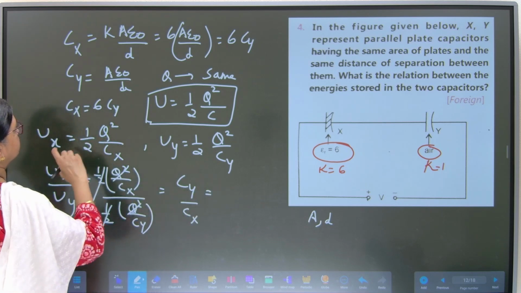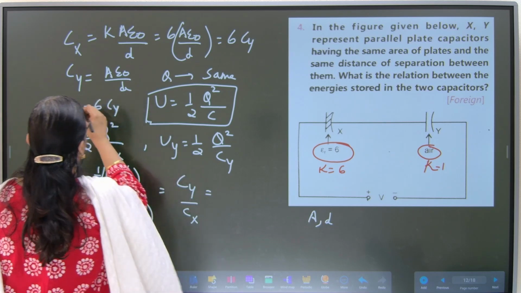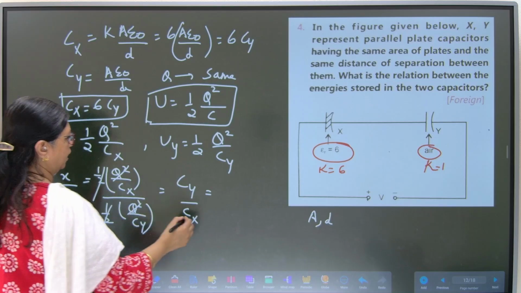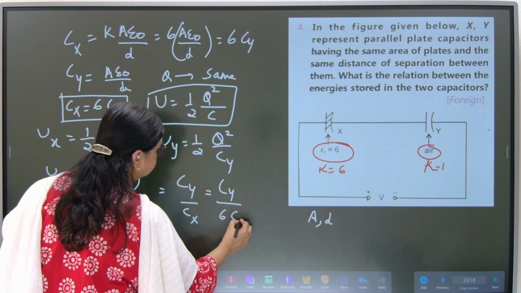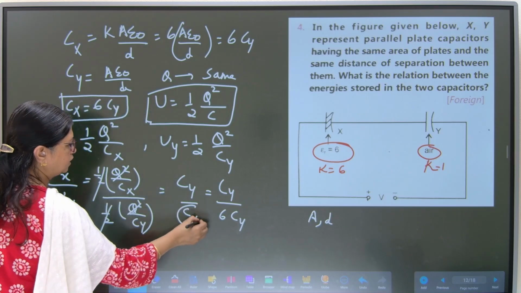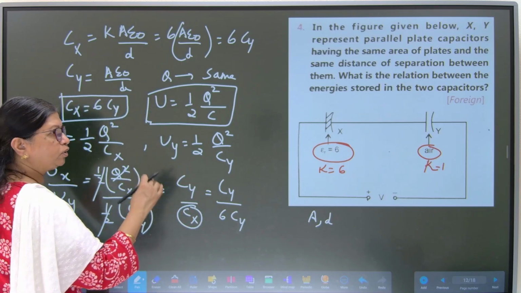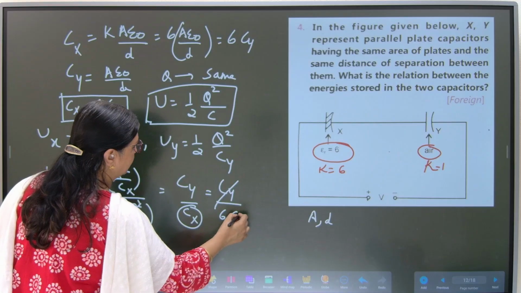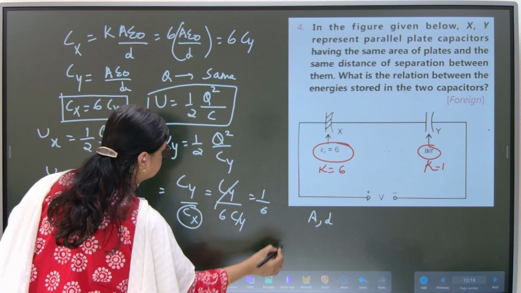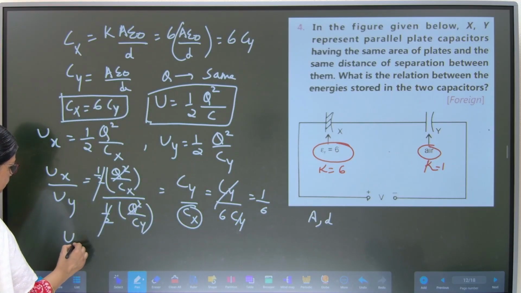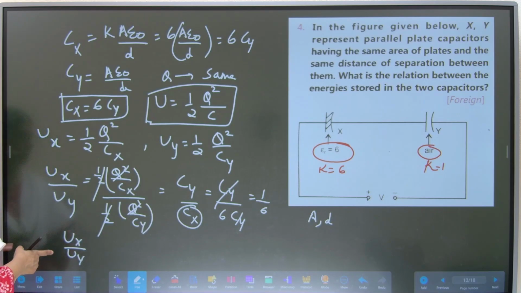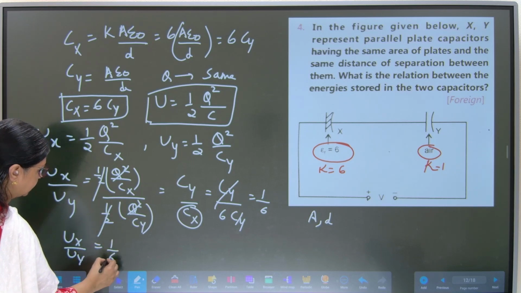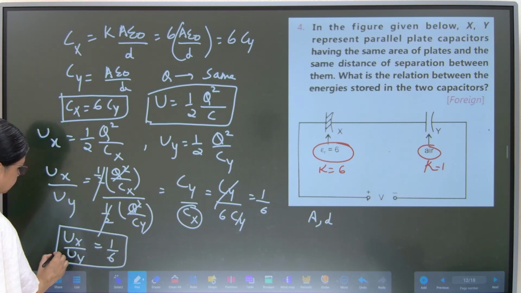But what is the relation between Cy and Cx? It is Cx is equal to 6Cy. So let me substitute Cx is equal to 6Cy here. Cy cancels, and I get 1 upon 6. So the ratio Ux upon Uy, that is the energy stored ratio, is equal to 1 upon 6.